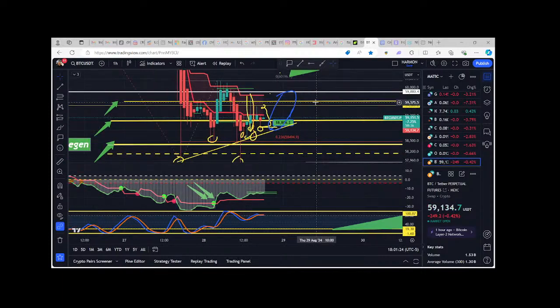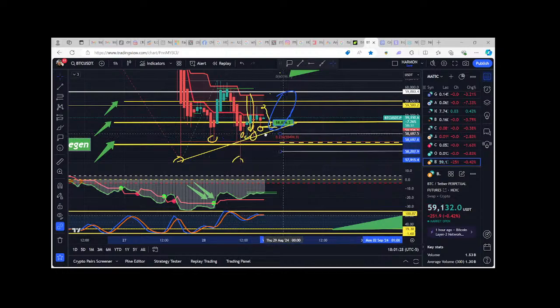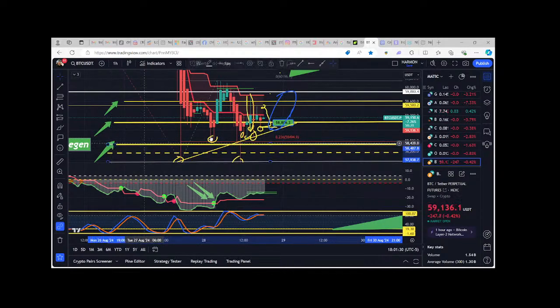and eventually one of these yellow zones that we're working on, once it levels out, will give us an area of support, and then we'll eventually get a 1 hour green trend.